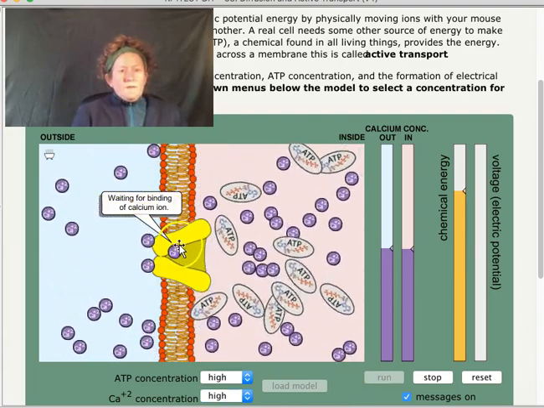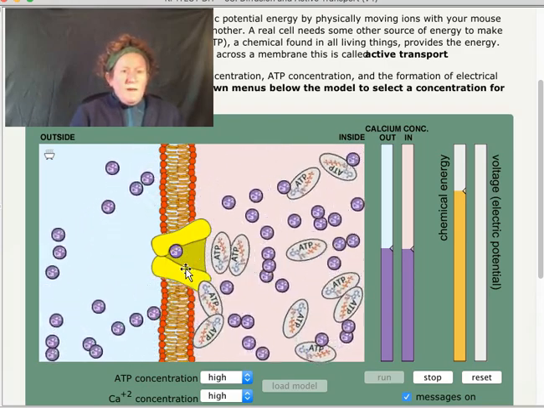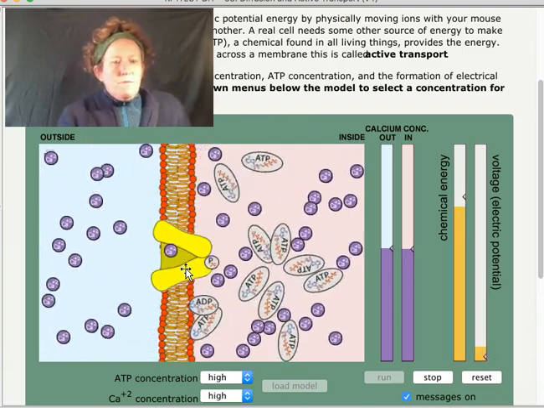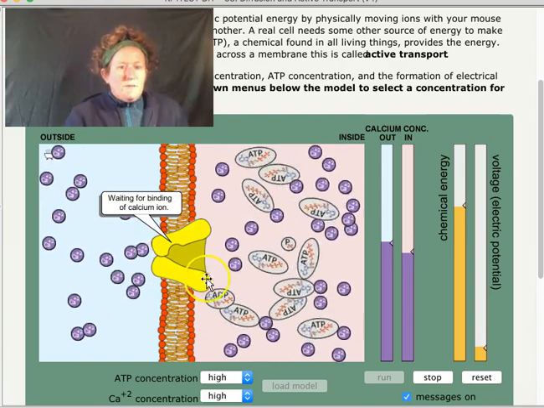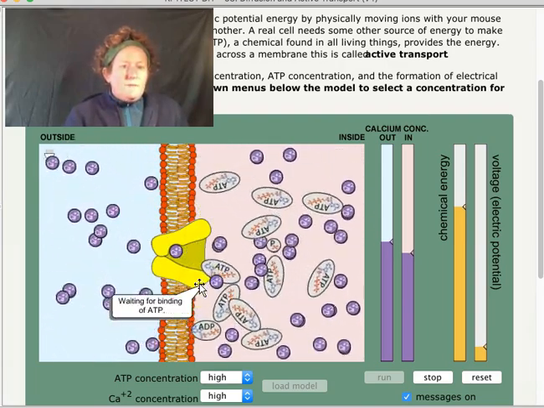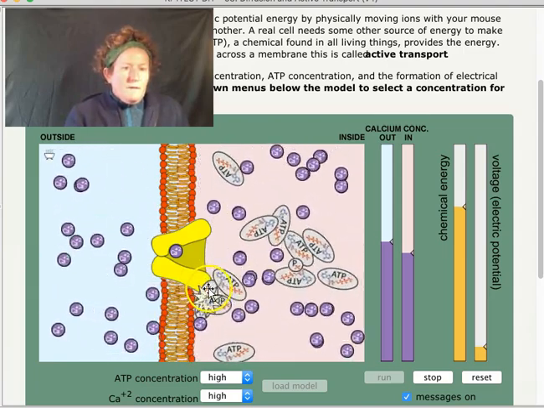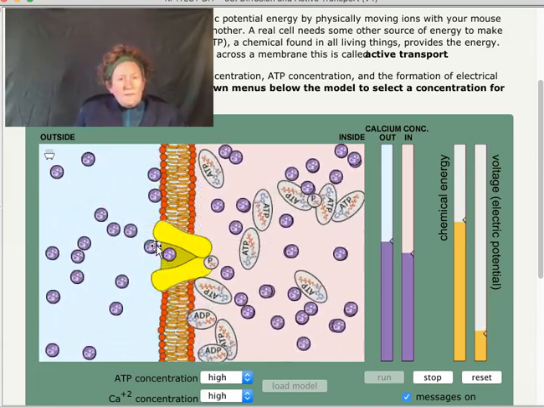So it's waiting for some calcium to come into the channel, and then it can't just go across by itself. It needs to use some energy. So it's waiting for ATP to get on there. And now ATP got transported to ADP. Okay, here's calcium. It's waiting for some ATP to just bounce in there. Oh, it got some ATP, so now the calcium can go across.